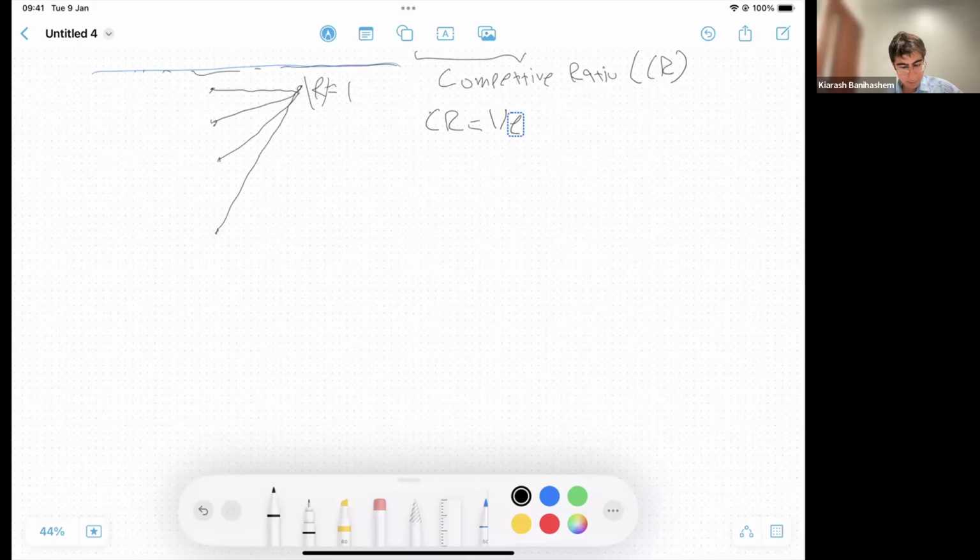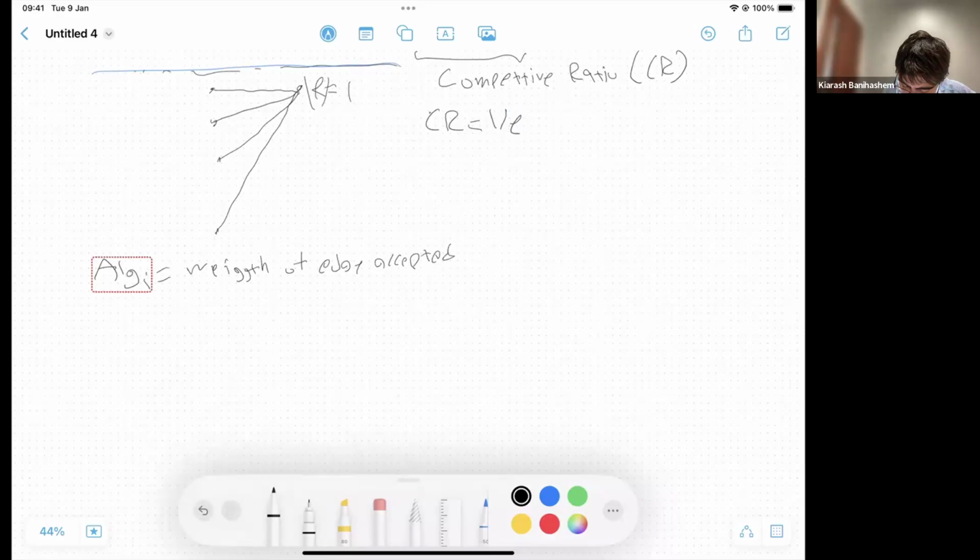So how do I lower bound the thing here? What I'm going to do is define alg of I to be the weight of the edge accepted at time I. And if there is no such edge, I'm just going to set alg of I to be 0. Roughly speaking, this is the contribution of time I to the algorithm.